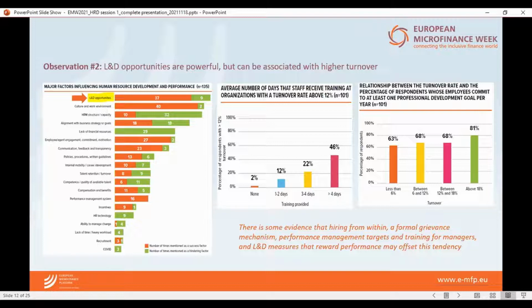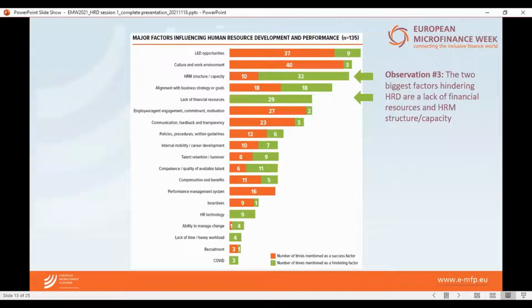If we look at that chart again, and focus on the green bars, we'll see that the most frequently mentioned factor hindering human resource development among respondents is the structure and capacity of the HR function within organizations. Respondents that commented on this area said that HR staff lack the skills and/or systems to fulfill their function effectively. A few commented on insufficient staffing or the lack of an HR department. The second largest factor hindering HR development is a lack of financial resources.